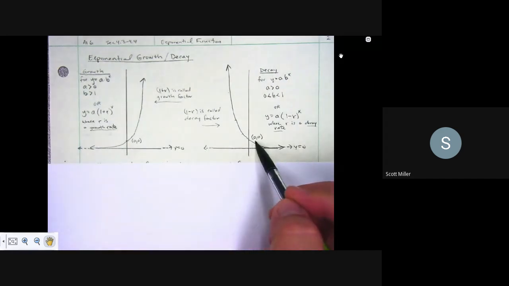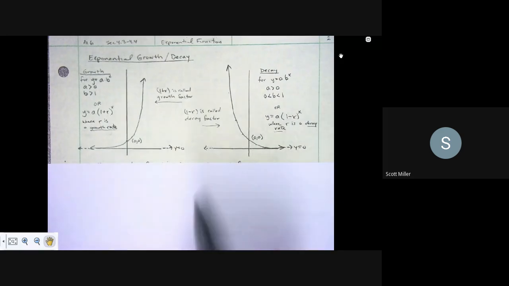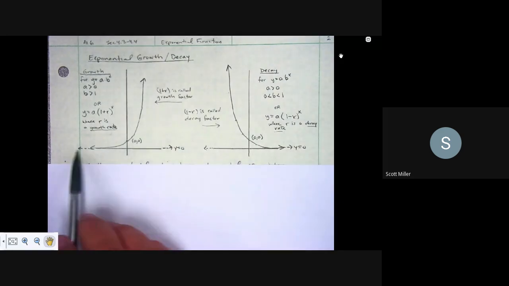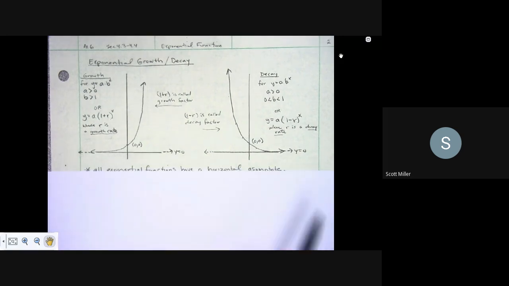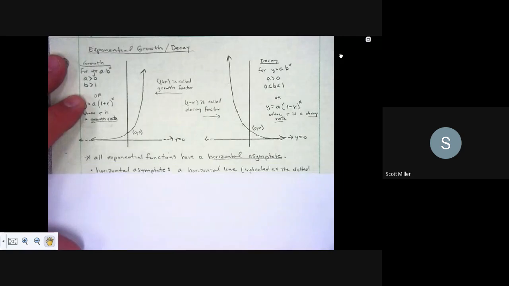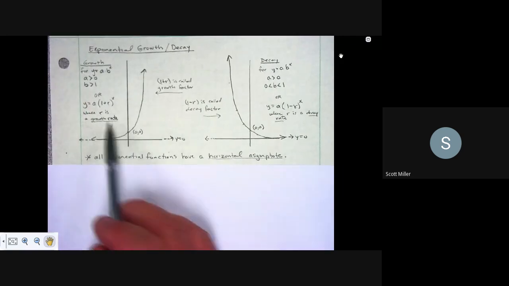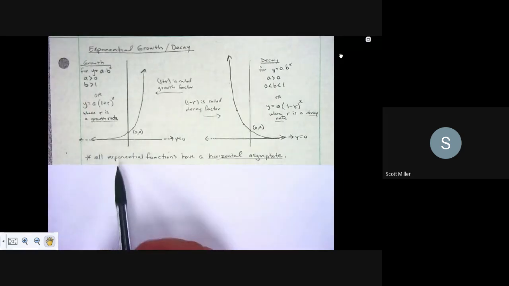Also go to the point 0a. Okay. And there's something else here too. You'll notice that I have a dotted line down here at y equals 0. And what's important to understand is that's called a horizontal asymptote. All exponential graphs have a horizontal asymptote. Every single one of them has one.